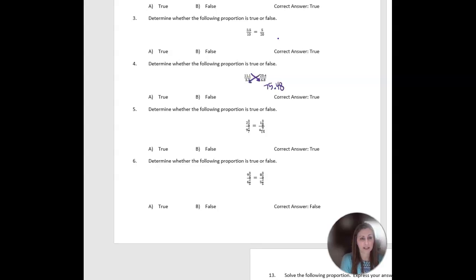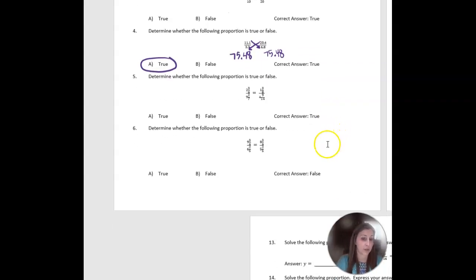Now I'll go from right to left. So 20.4 times, is that a 3.2 or a 3.7? Let's see if I can, I can't read. I think it's 3.7. I hope so. I'm getting 75.48 over there as well, 75.48. So these are equal. This is also a true statement. Okay, we'll try one more. I hope we get to one that's false.